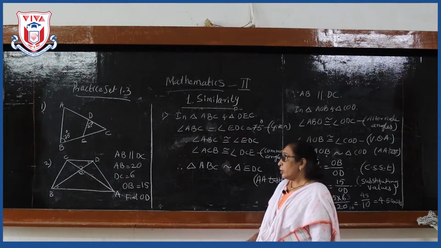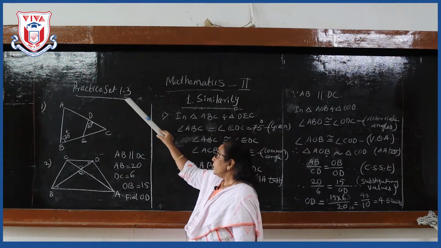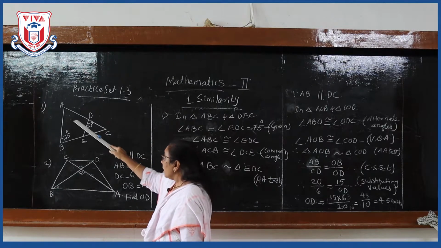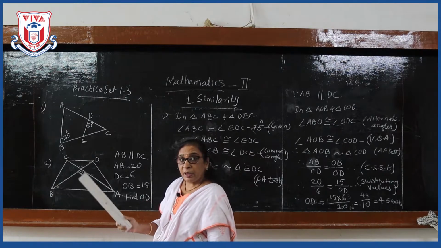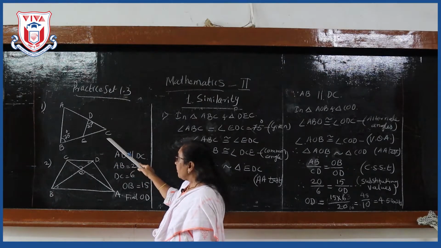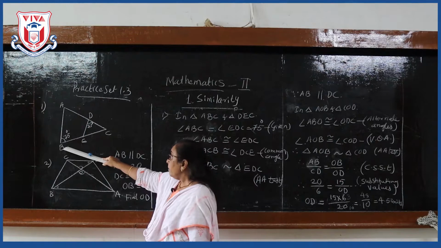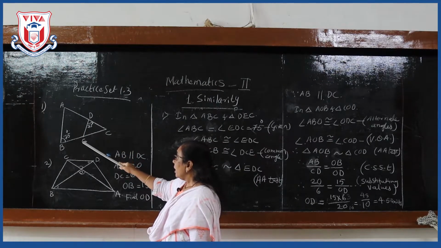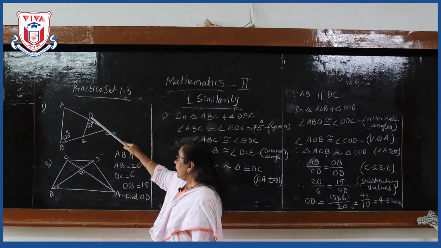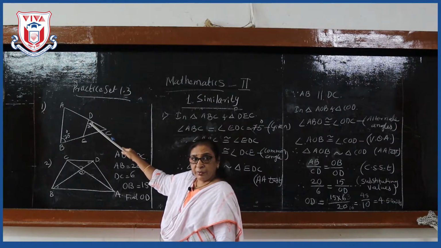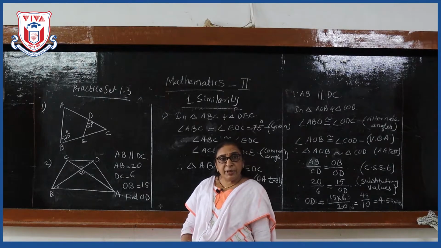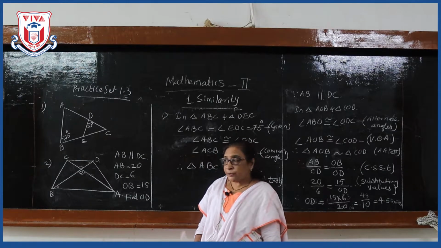Children, we have seen the test of similarity of the triangles. Now we will see the applications from practice set 1.3. The first example you can see in your textbook: in triangle ABC, angle B is given as 75 degrees, points D and E are on sides AC and BC respectively, such that angle EDC is also 75 degrees. From this given information, we have to determine which two triangles are similar and by which test.